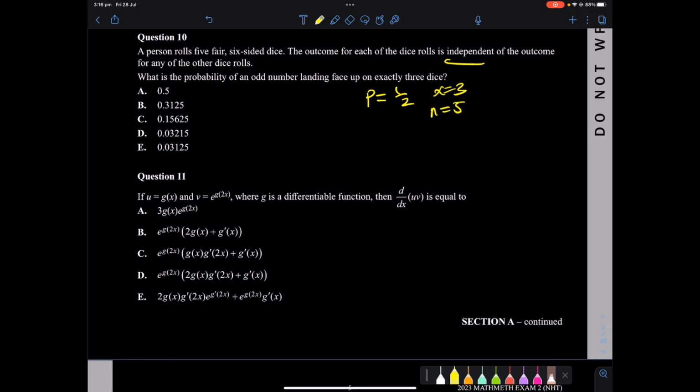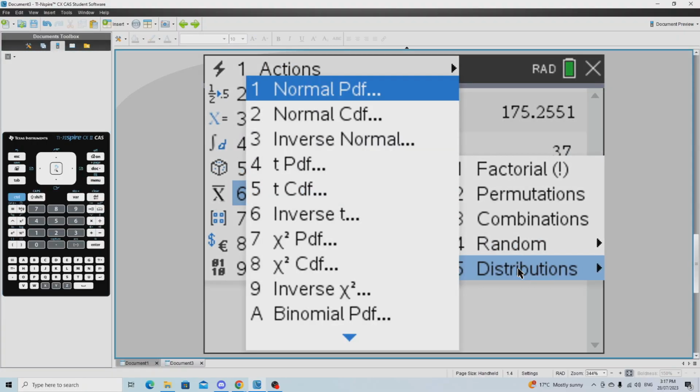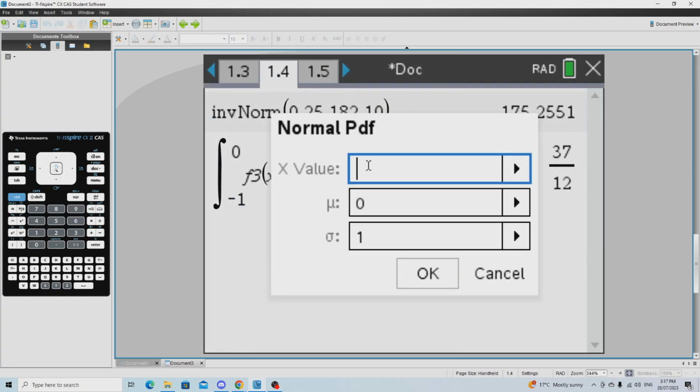So we're going to go on the calculator, go to probability, distributions, normal PDF, and we know our x value is 3.